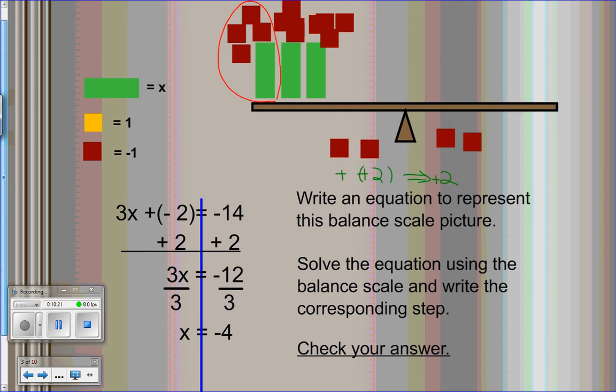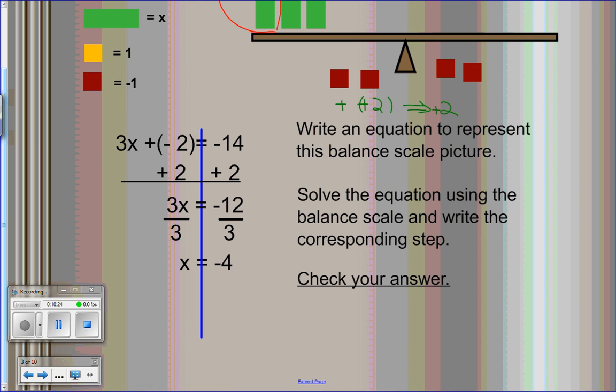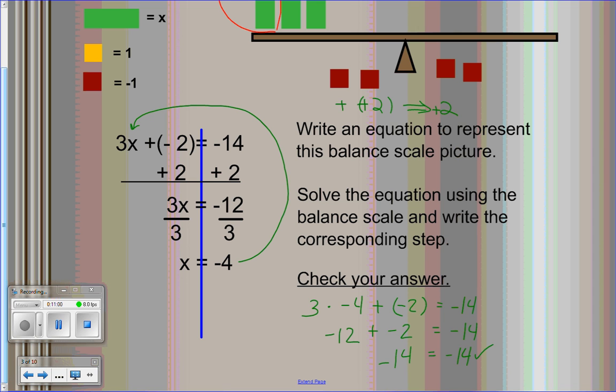So let's check our answer and see how we did. So we're going to take that negative 4, we're going to plug it in for that x, and we're going to see if we got the right answer. 3 times negative 4 plus negative 2 equals negative 14. Order of operations, we'll do our multiplication first, and we get negative 12 plus a negative 2, and that should equal negative 14, which it does, so we know we did it correctly. Let's try the next problem.